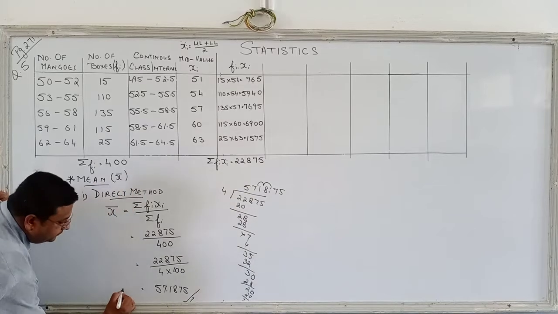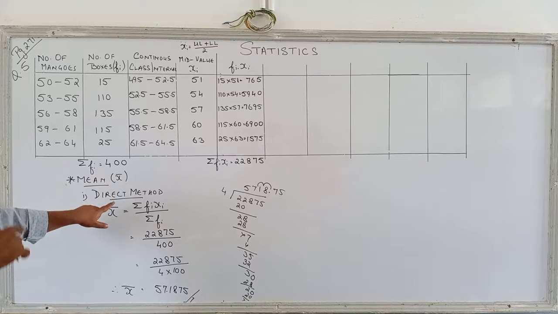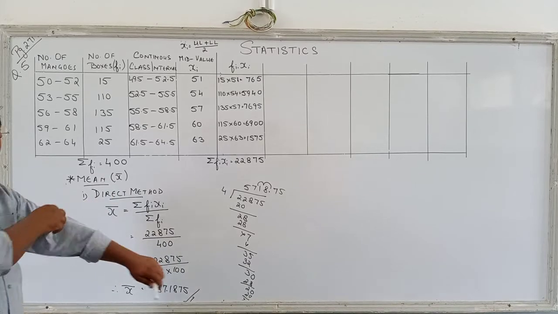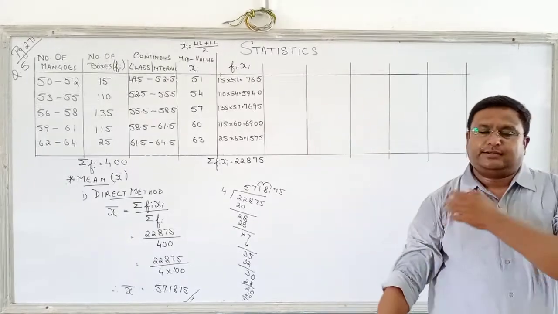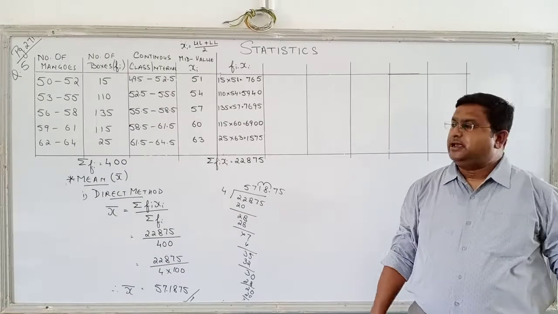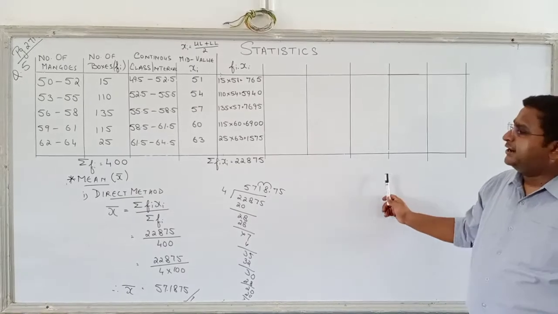57.1875. X bar with the help of which method? Direct. This is one of the methods of finding the mean. Now there are 2 more methods. I'll show you all 3 methods in the same question, so that you can verify also.